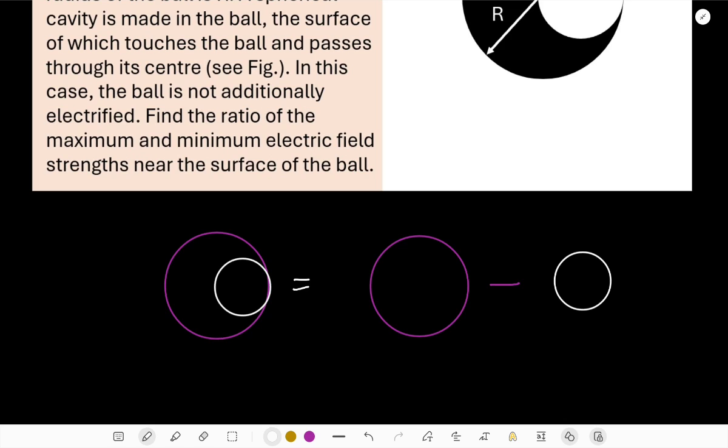and the electric field created by this ball at any point can be found as the difference between the field created by this solid ball at that point minus the electric field created by this charge that previously filled the cavity. And it is given that the charge Q was distributed uniformly.